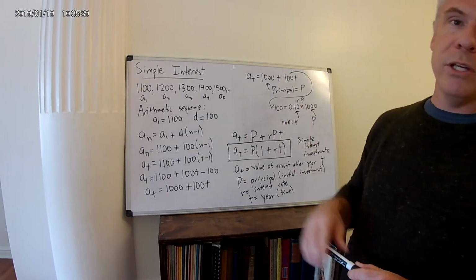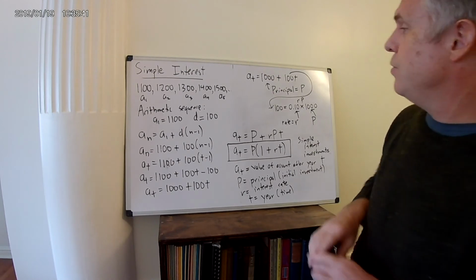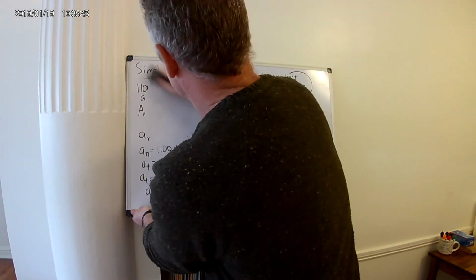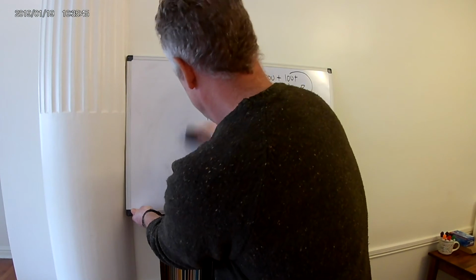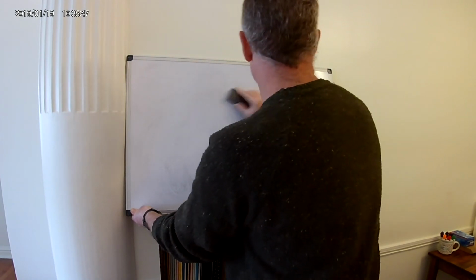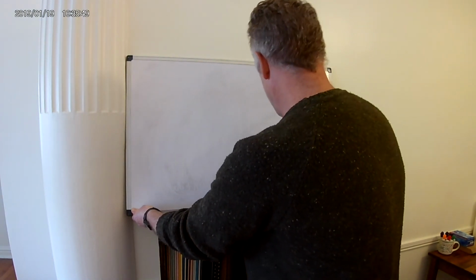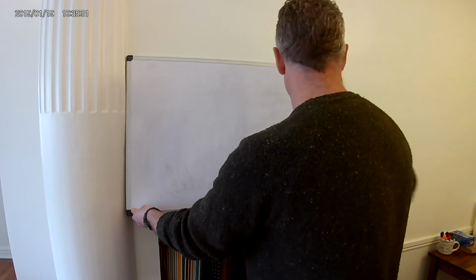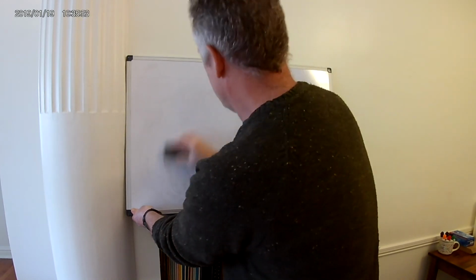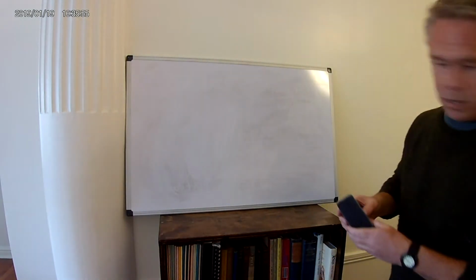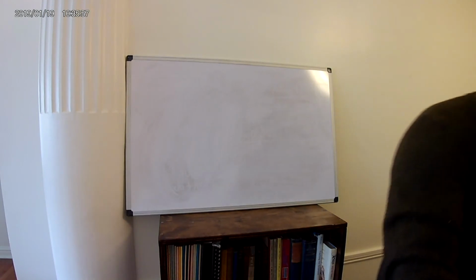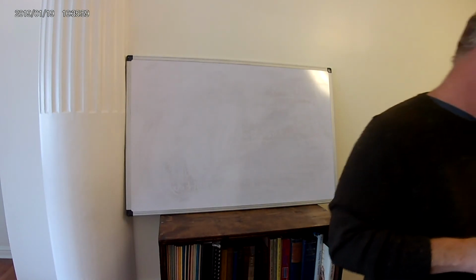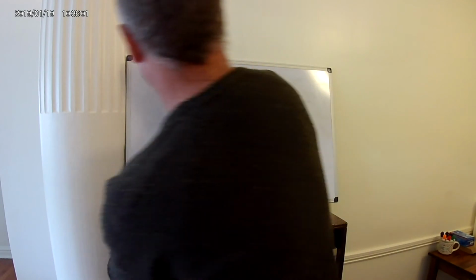Let me do a couple of example problems with you guys so you can see how to use this formula. Let's erase here. I don't know why it's not erasing properly. There's a little bit of black left, but you guys can hopefully still read the board. And we'll just do an example problem here. So here's the example problem.